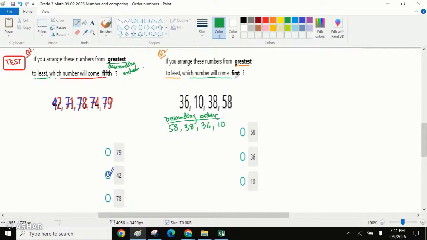They were simply asking which number will come first. Yes, thank you, Ethan. 58 is the largest number, right? So for the remaining of these questions, we just need to find the greatest, least, or second position, third position. Ascending and descending order is the most important thing for us for now.